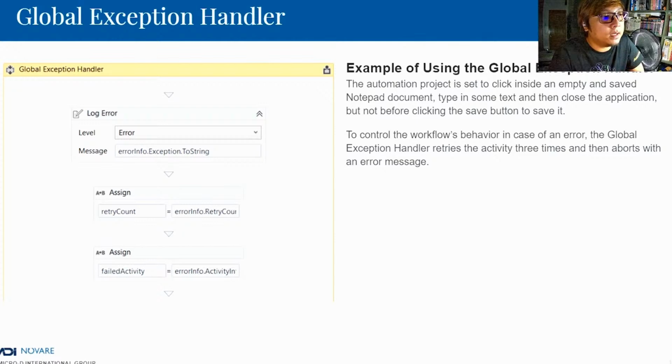So the global handler gives the ability to set up application behavior in case of an error condition, and choose to either abort the program, ignore the exception, or continue the exception, or retry the activity that threw an exception, or continue to run the global exception handler workflow.